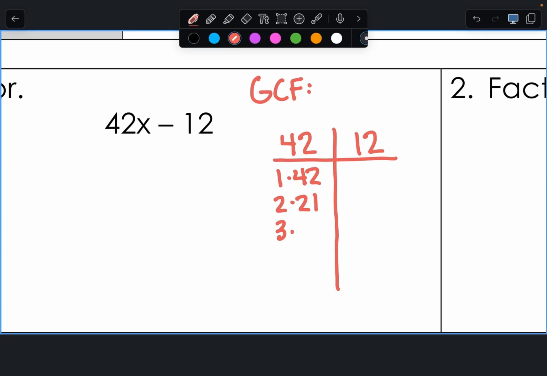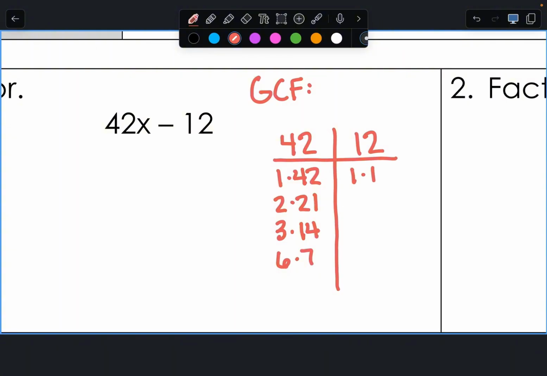Are you guessing? Are you looking at your calculator? You stop guessing and look at your calculator. That's why I'm showing you how to do it in the calculator, so there's no guessing. 3 times 14 is there. What else? There's one more. 6 times 7. All right. Now, multiples of 12.